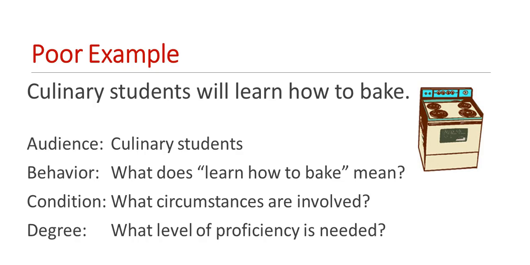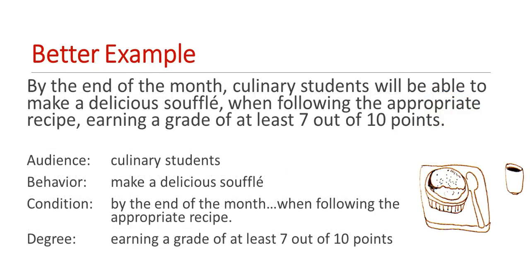After we rework this learning objective, this is what we come up with. A better example would be: by the end of the month, culinary students will be able to make a delicious souffle when following the appropriate recipe, earning a grade of at least 7 out of 10 points. Here, the audience is culinary students, the behavior is make a delicious souffle, and the conditions are by the end of the month and when following the appropriate recipe. And we also want them to earn a grade of at least 7 out of 10 points.